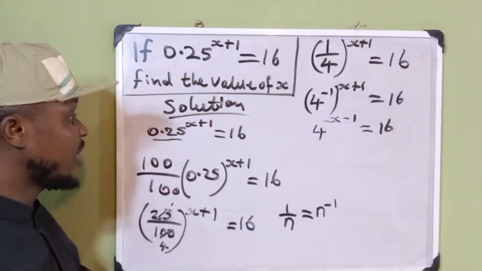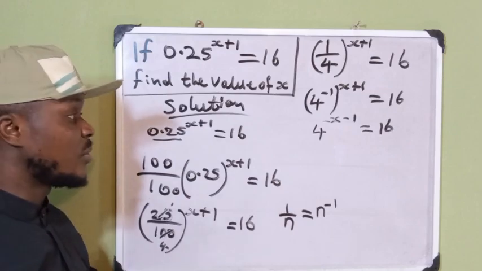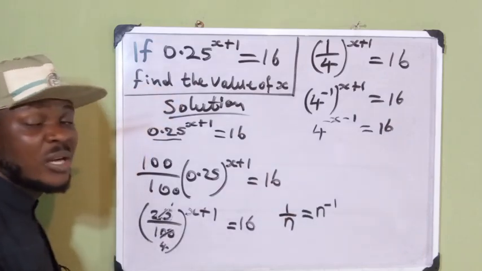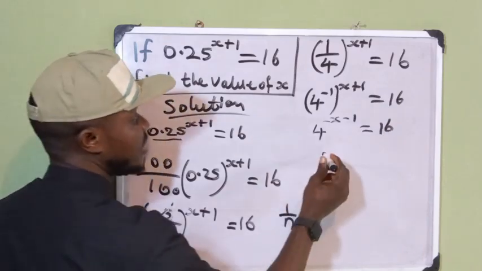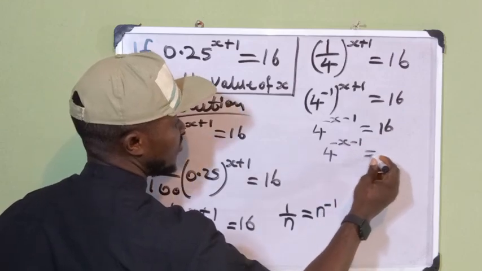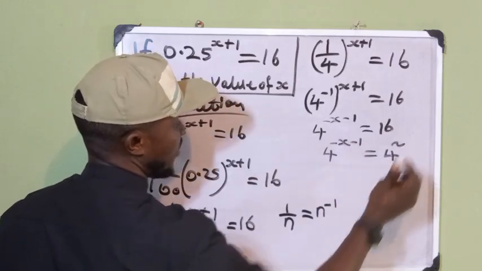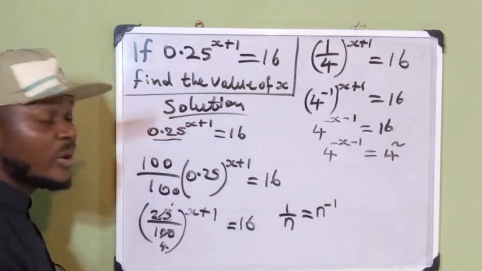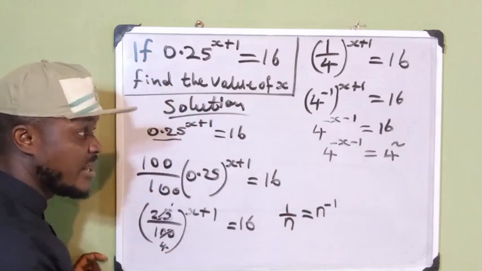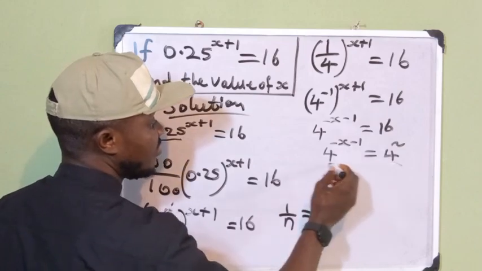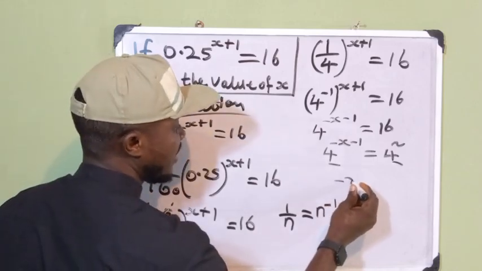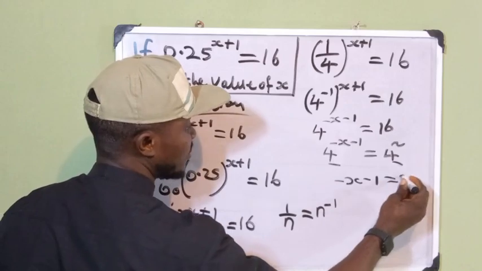Now we've already gotten our base here to be 4. So how can we change the base of this particular one to 4? For us to do that, we say that 4 raised to the power minus x minus 1 is equal to 4 squared. Note that 4 squared is 16, so we've not changed anything here. At this point, the two bases are the same, and when the two bases are the same, the powers will also be the same. So we have that minus x minus 1 is equal to 2.